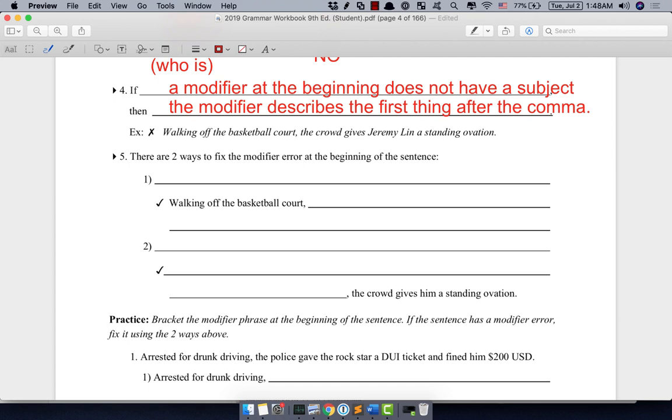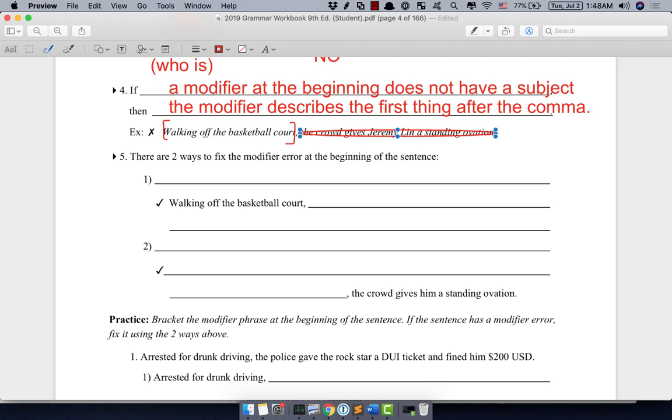Okay, so the point says if a modifier is at the beginning, and here we have a modifier at the beginning. How do we know this is a modifier? Because we have walking, so verb-ing, walking. So this part is correct so far, a modifier at the beginning. And this does not have a subject. Subject is the main thing or the main person that is doing the action. In the beginning, we have walking off the basketball court. Now you think, by just reading this part, you ignore the second part. By just reading the first part, do you see, and don't cross this out, I'm just crossing this out to make it clear to you.